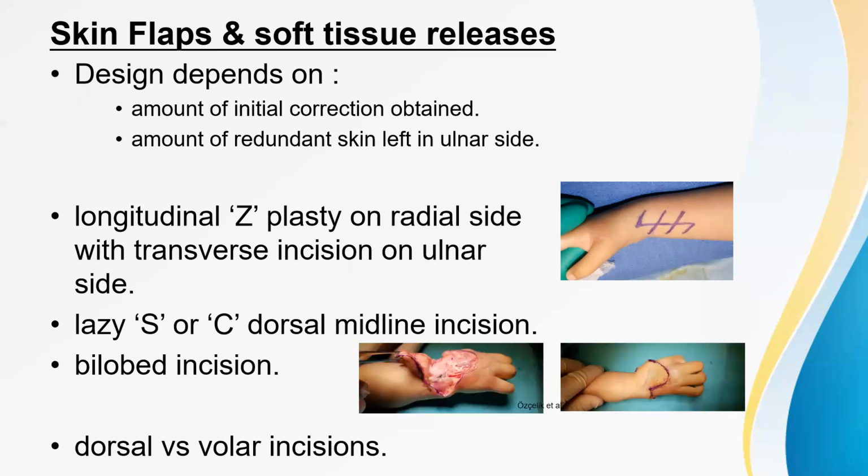The more accepted and used flap nowadays is the bilobed incision, which allows no tissue loss from the ulnar side, and the whole redundant soft tissue will be shifted to the radial side where it is needed. And there are new arguments about dorsal versus volar incisions or a combination of both, with proponents for each approach. Especially the volar approach proponents indicate that they can visualize more of the structures and they can protect them more easily.